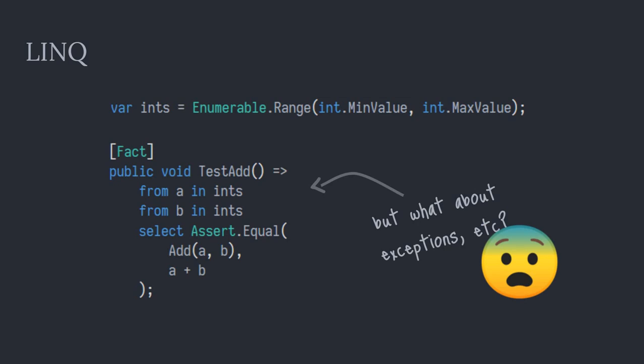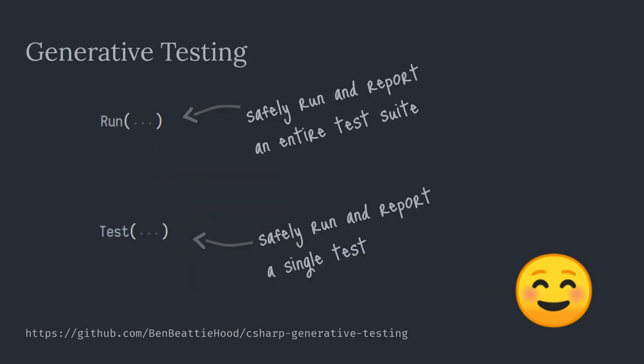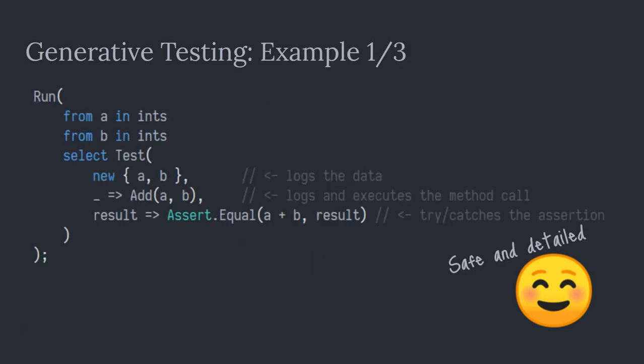A problem with this implementation is that when using LINQ, if you get an exception during the test or assertion, the whole generative test set will abort, whereas it's more useful to get a collection of passed, failed, and excepting tests instead. So I made a very simple C# library to help with this. It includes these two methods, Run and Test. Run runs an entire suite of tests, and Test safely runs and reports a single test. So wrapping the cross join like this now guarantees running safely and logs all the details.